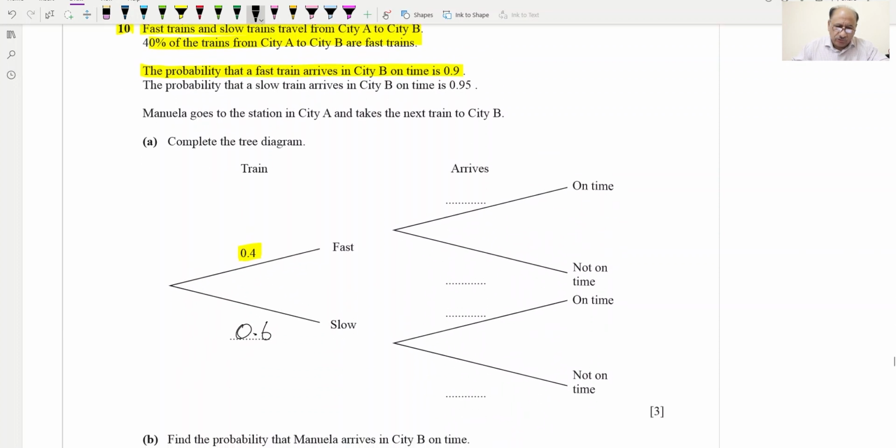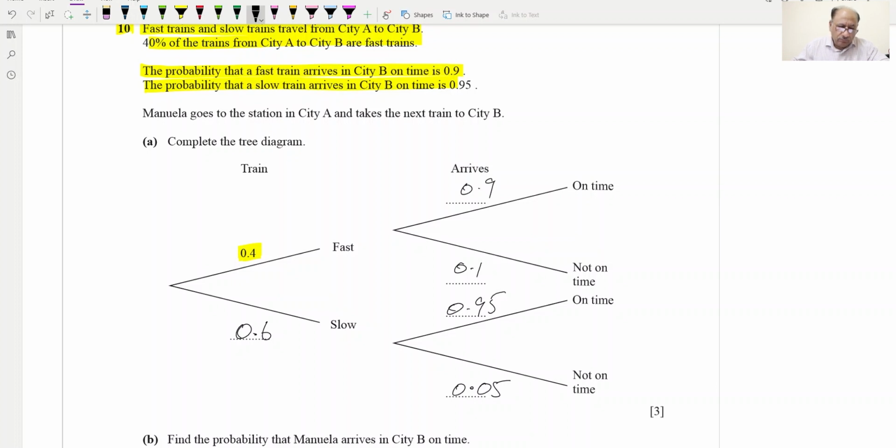So slow will be 0.6, and then the probability that a fast train arrives in city B on time is 0.9. So this is 0.9. So remaining will be 0.1, and the probability that a slow train arrives in city B on time is 0.95. So this is 0.95 and this will be 0.05.